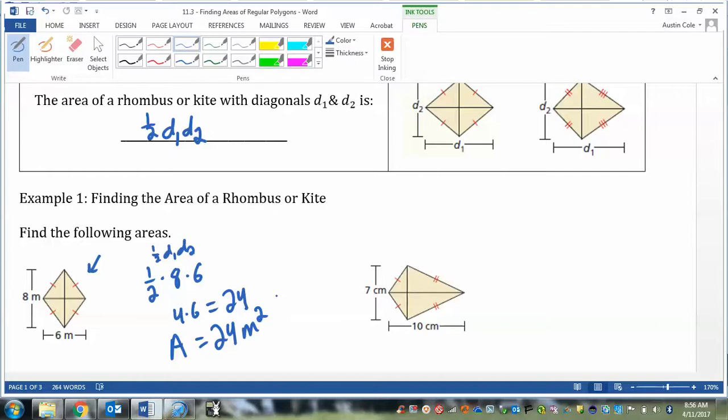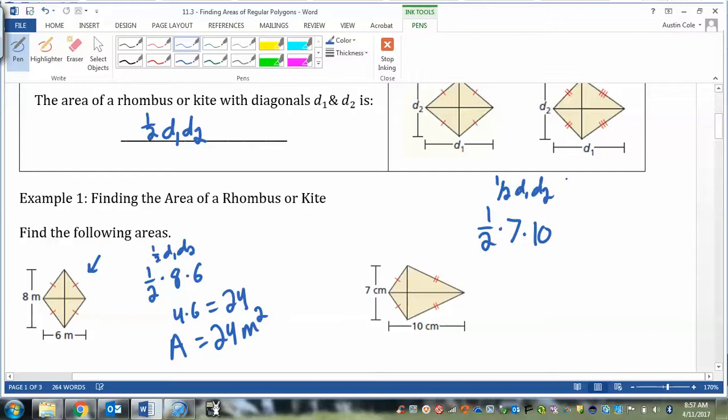Okay, how are you going to set up that next one? What kind of shape is that? Kite, right? So Joe, how would you set this one up? 1/2 times 7 times 10, right? That goes back to our 1/2 D1 D2 formula.